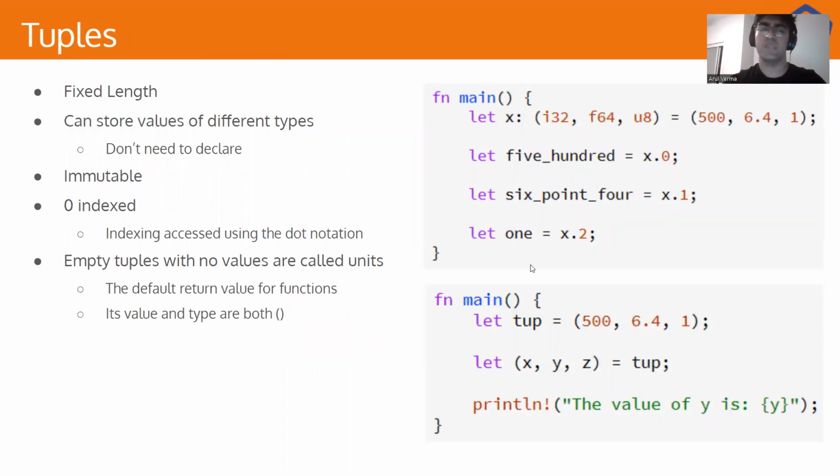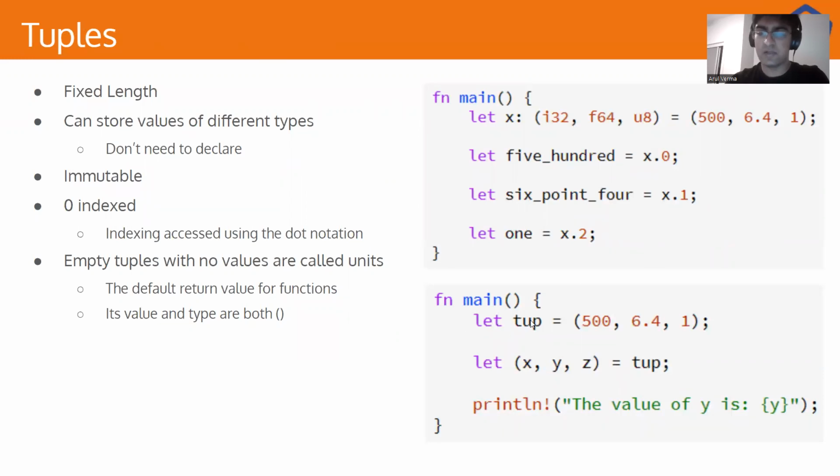First, let's look at tuples. Tuples are fixed length ways of returning multiple pieces of data. They can store multiple values of different types, and you don't need to declare those types. So let's take a look at some code to see how that works. Here we have our first declaration of our tuple. We have let x colon (i32, f64, u8). So we can see our type declaration is there. And then we have the actual values, 500, 6.4, and 1.